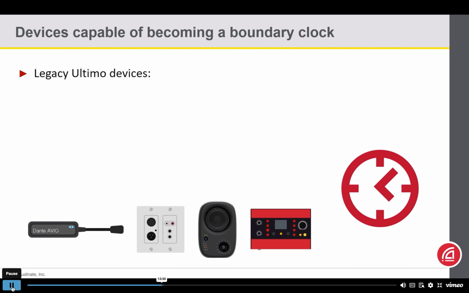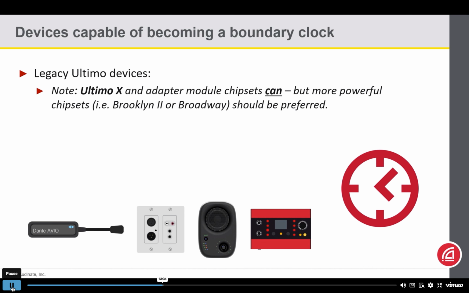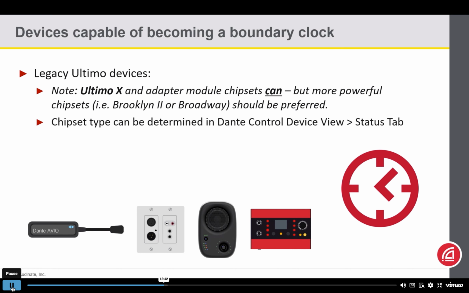When designing networks with boundary clocks in mind, it is always better to implement devices with more powerful chipsets, usually with higher processing and channel counts, like Brooklyn II or Broadway. An easy way to figure out what chipset a particular device has is to look under Device View in Dante Controller. Alternatively, reach out to your manufacturer or the Audinate website if you're trying to figure this out.